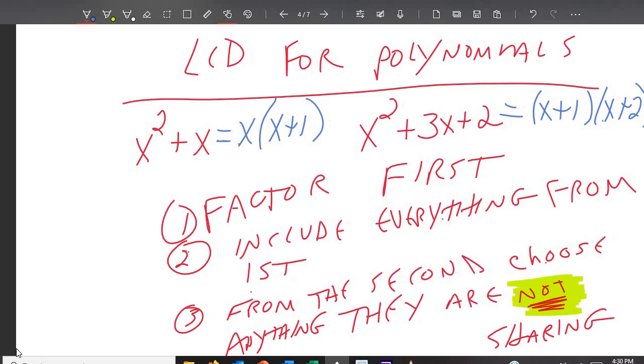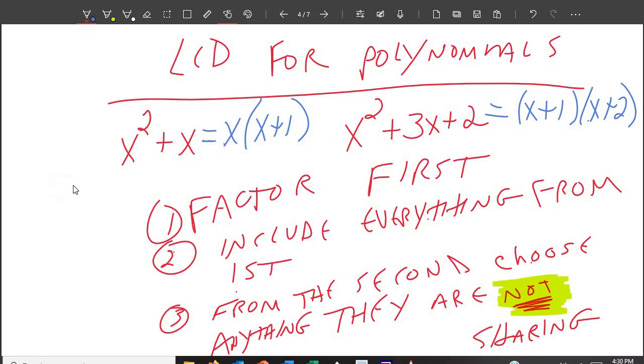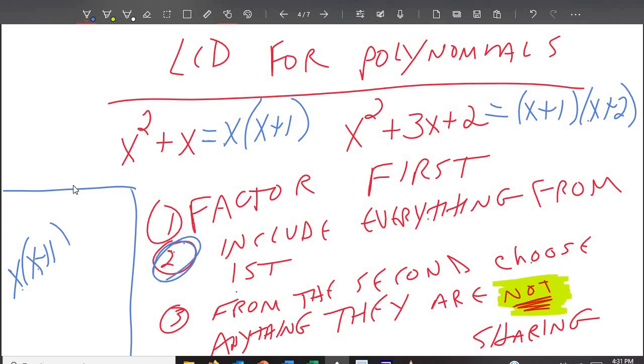I'm going to find the LCD. I want to show you what we're talking about. Everything's factored. Now, step 2 says to include everything from the first one we factored. Now, the first thing I did was factor, and I got an x and an x plus 1. My LCD will have an x and an x plus 1.